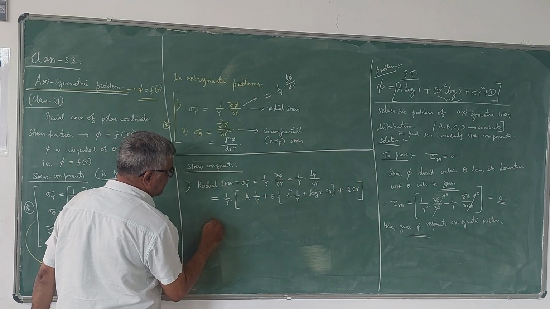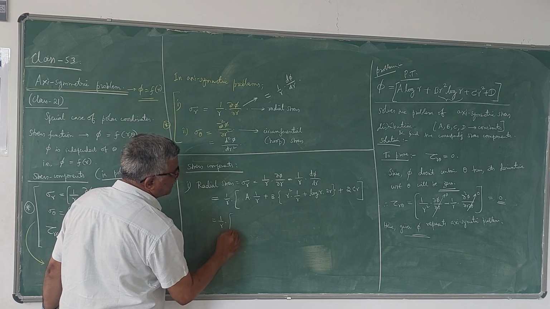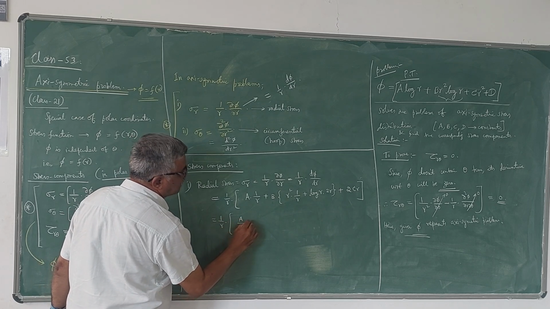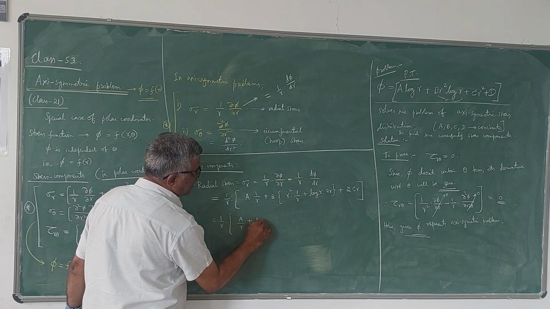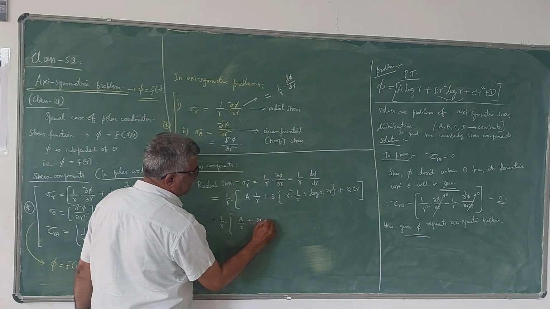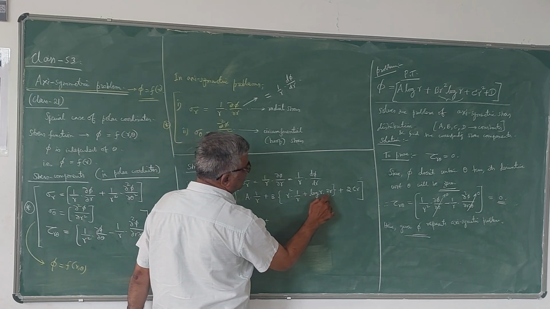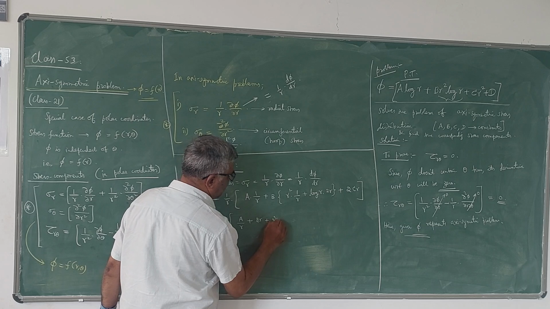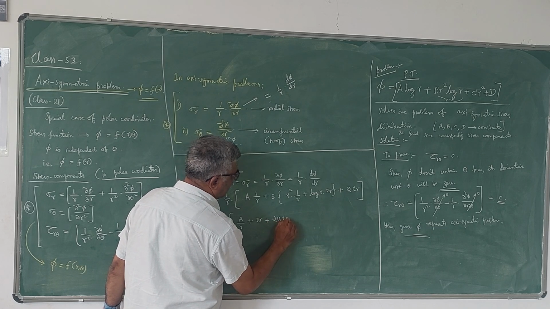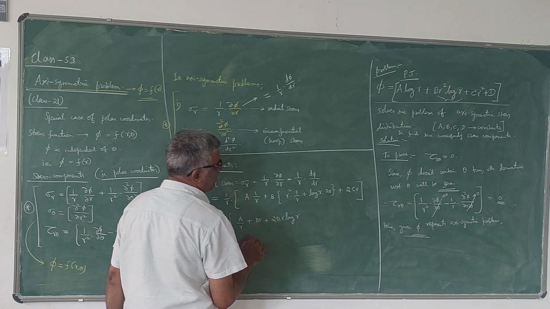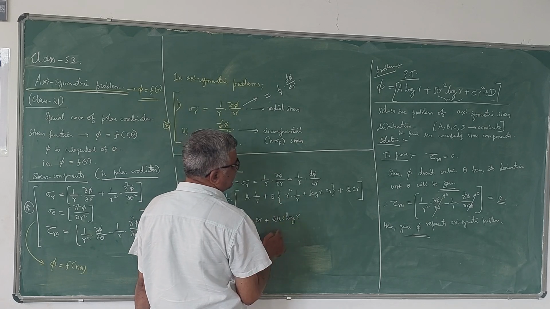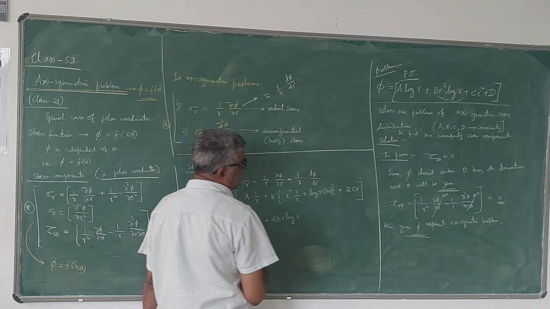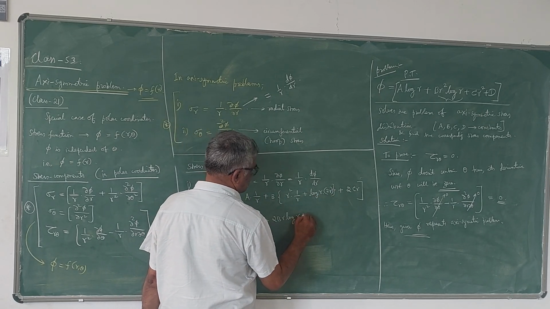Now simplify this. 1 by r into a by r plus br, multiply this, plus b into 2r into log r. So it is 2br log r. Be careful here, 2br log r. This 2r is separate. Then plus 2cr.